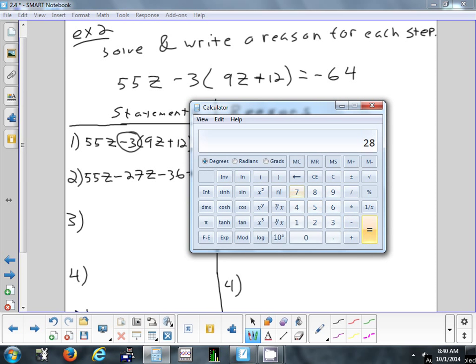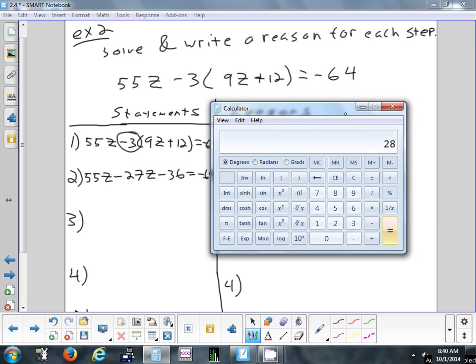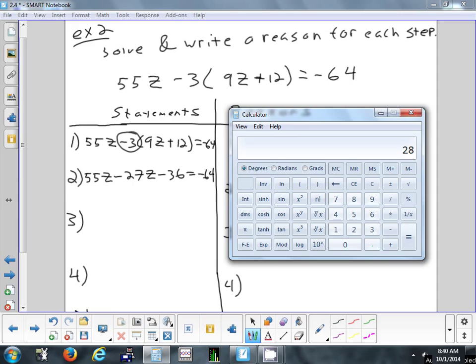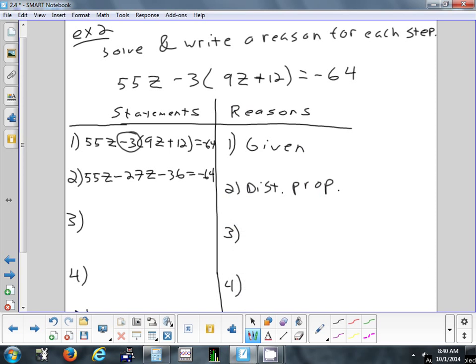And what's that called when we did that? There's a name for it. Actually, this isn't a property I mentioned either. Yeah, you combine like terms, or you could just say you simplified it. That's the reason there. So you get 28z minus 36 equals negative 64. So either way, Katrina said combine like terms, or you could just say it that way. Combine like terms.